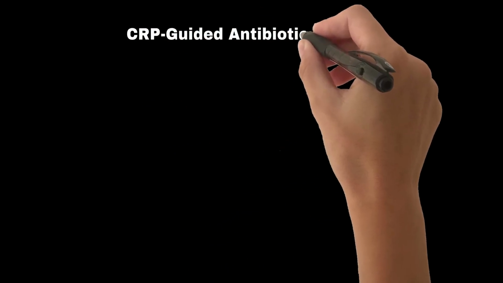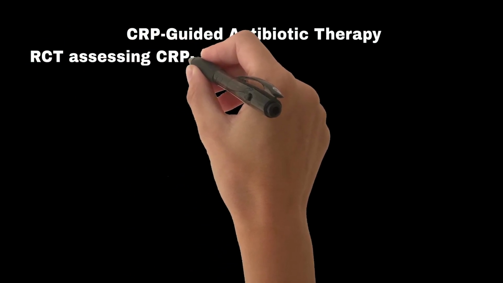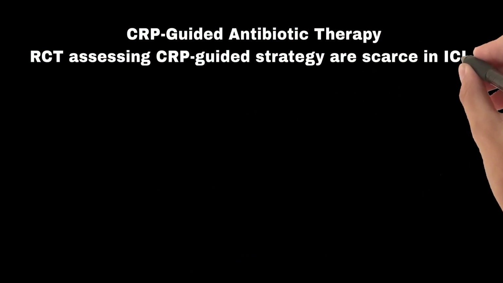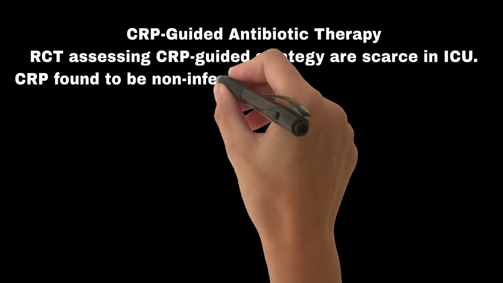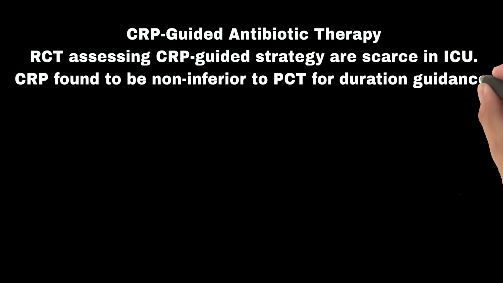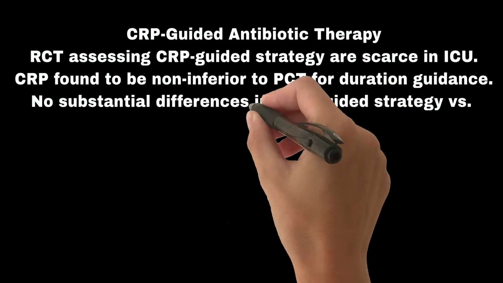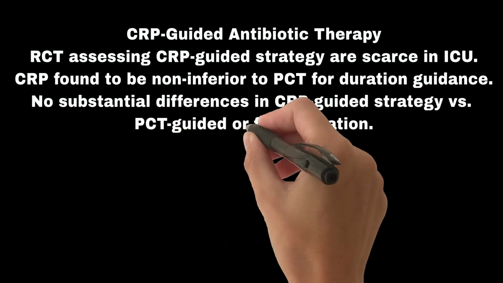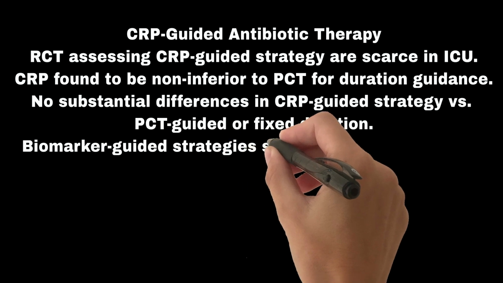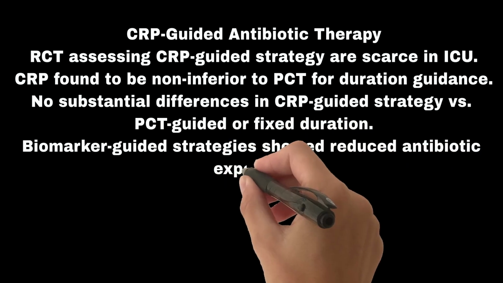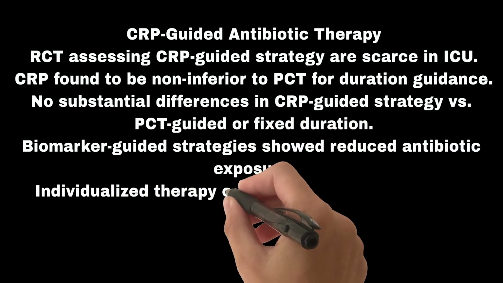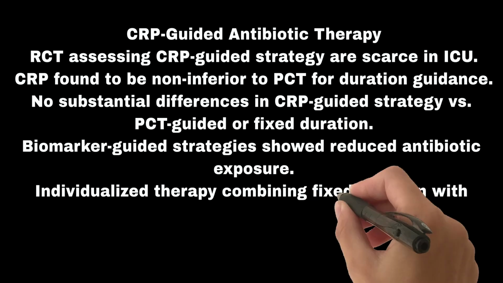Finally, how to do CRP-guided antibiotic therapy. RCTs assessing a CRP-guided strategy are scarce in the ICU. CRP was found to be non-inferior to PCT for duration guidance. There were no substantial differences in a CRP-guided strategy versus PCT-guided or fixed duration. Biomarker-guided strategies showed reduced antibiotic exposure.